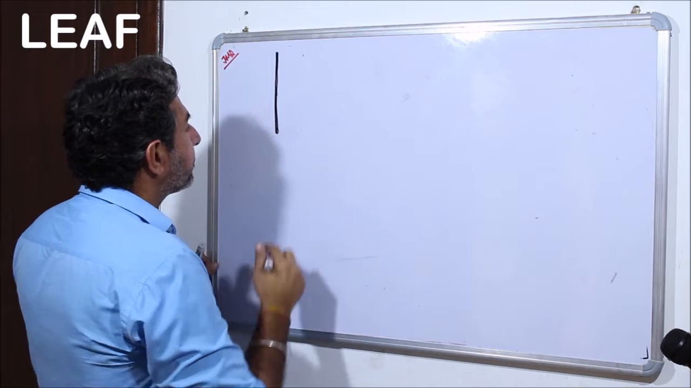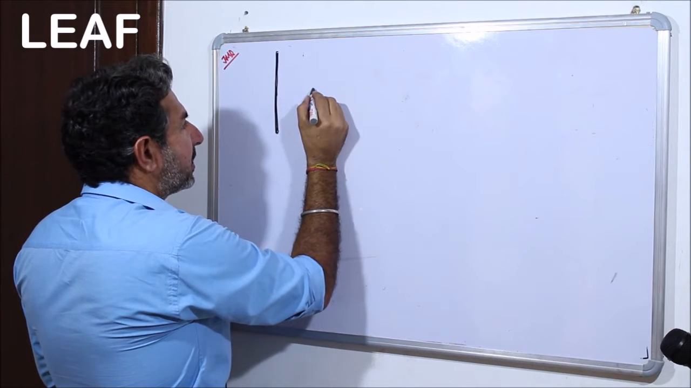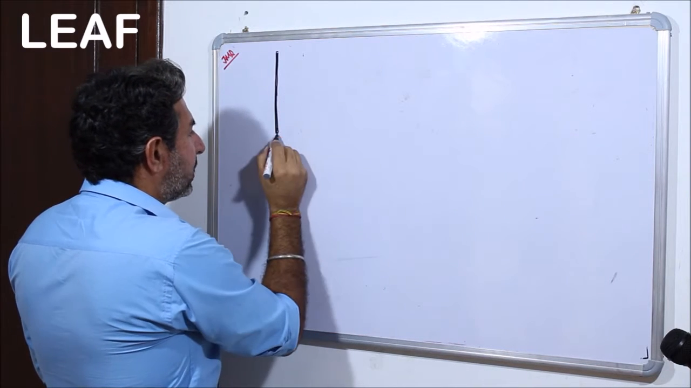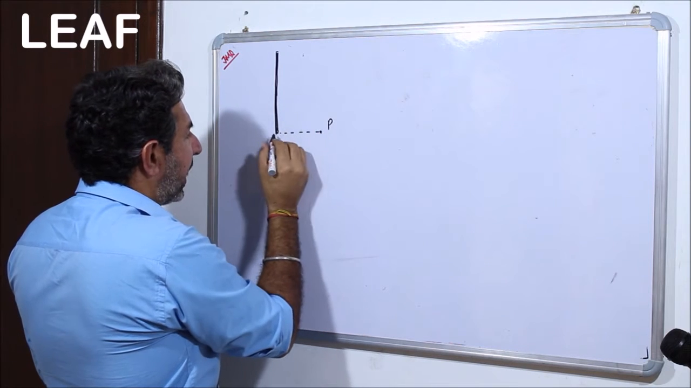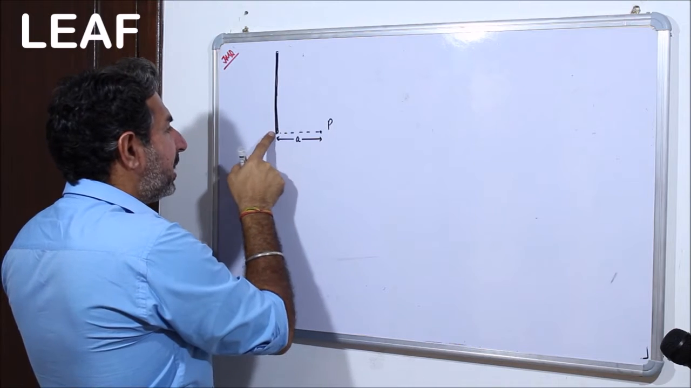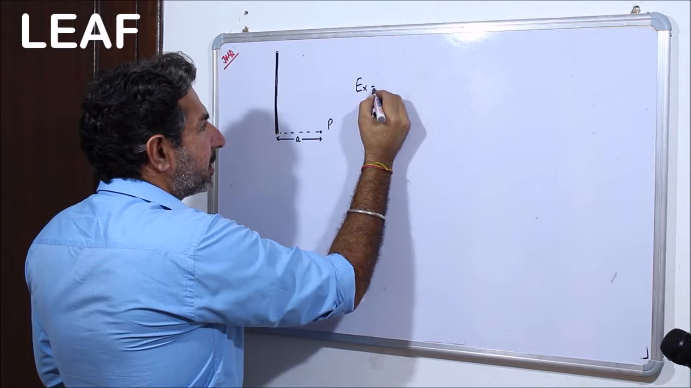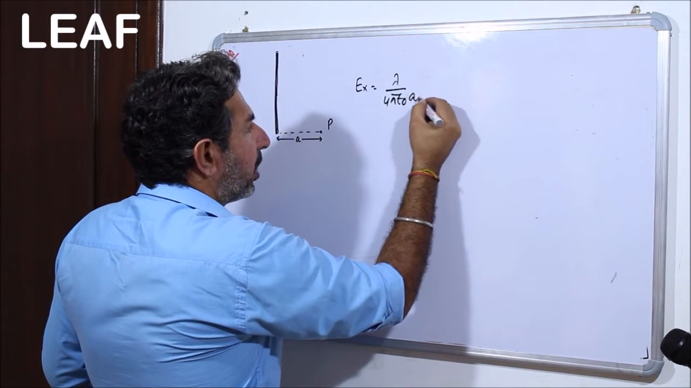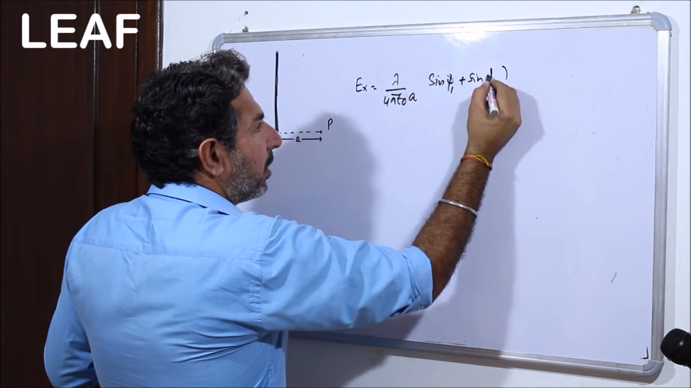Now, see, we very well know the value of Ex and Ey, right? Now, say this point comes at this end and the distance becomes A from the one end of the wire. Means Ex here, we are going to consider, is lambda by 4 pi epsilon naught A into sine phi 1 plus sine phi 2.